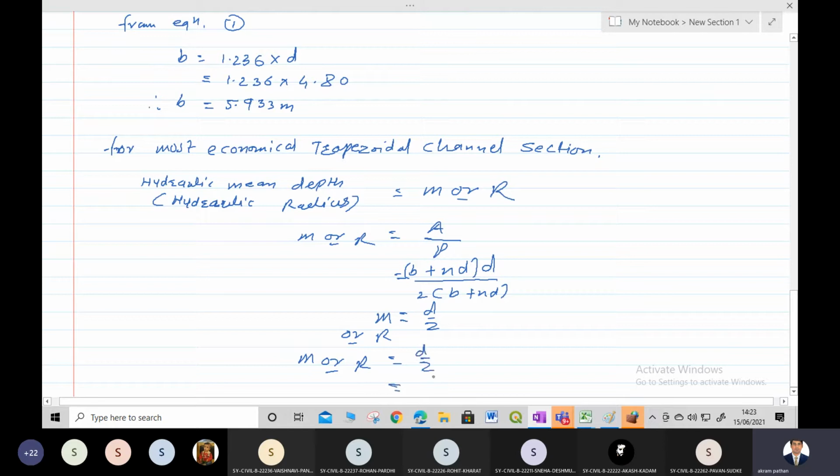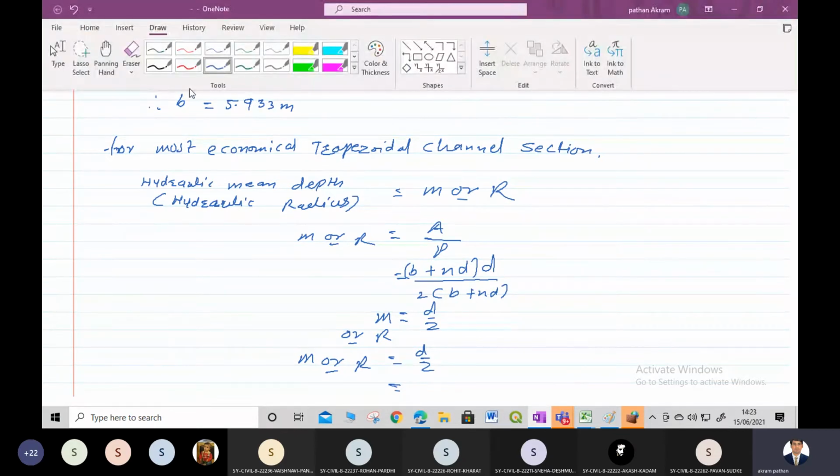So we have calculated d. So d is 4.8, that we calculated, 4.8.